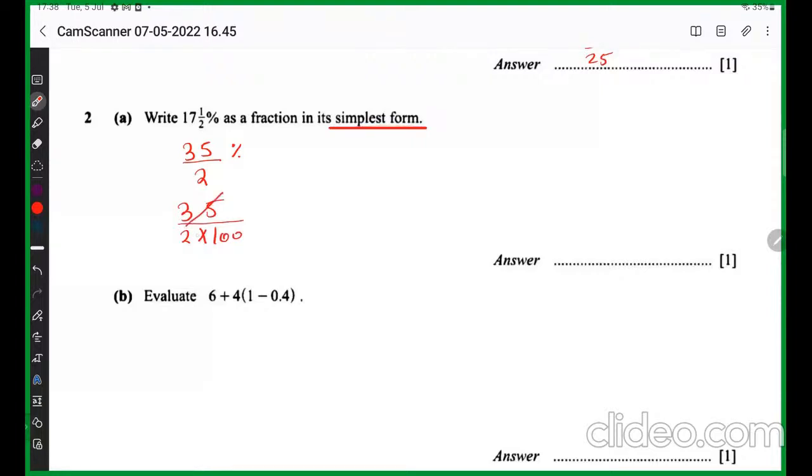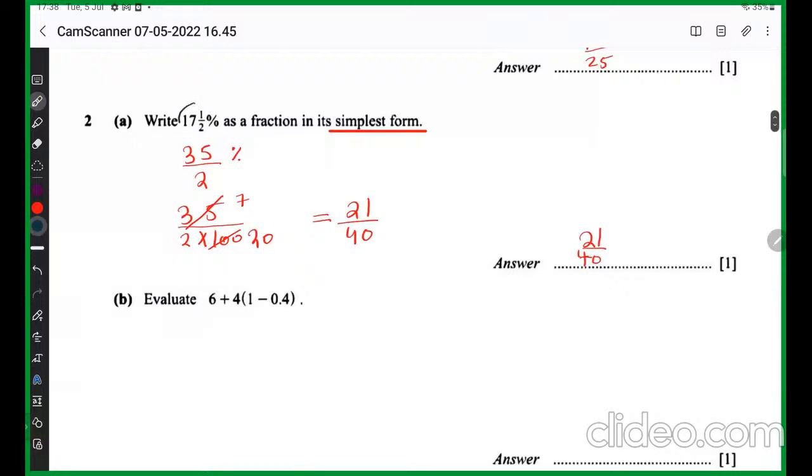5 multiplied by 7 is 35. And then you need to know that 5 multiplied by 20 is 100. Okay. So this would give you 21 divided by 40. This is going to be the answer. I'll repeat this one, don't worry.